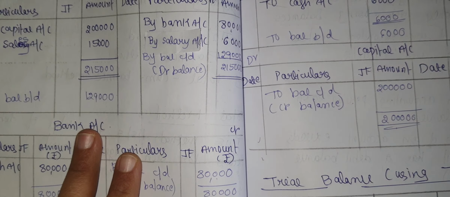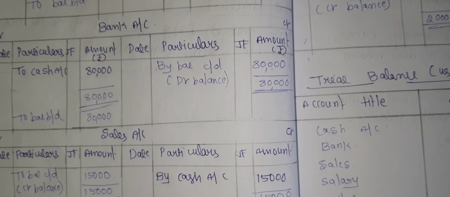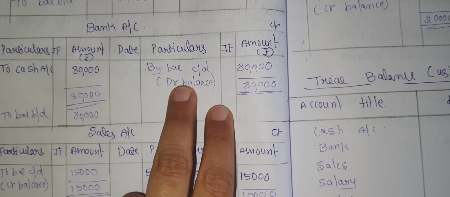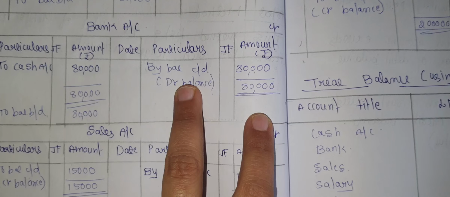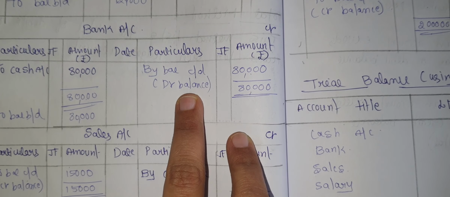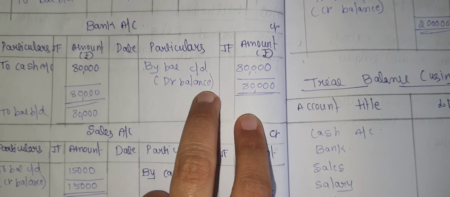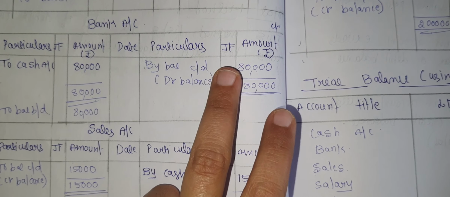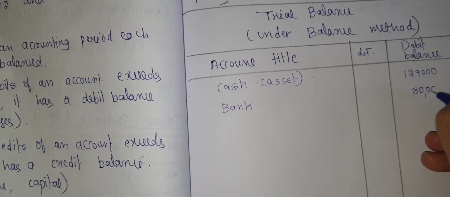And next one, bank account. The bank account is also an asset. So the debit exceeds the credit, it has a debit balance. Means here write down bank and see, balance carried on, closing balance, that is rupees 80,000 in the credit side. But the rule is debit exceeds the credit, it has a debit balance. Means we have to write down this amount in the debit side, not credit side. Okay, so that is rupees 80,000.